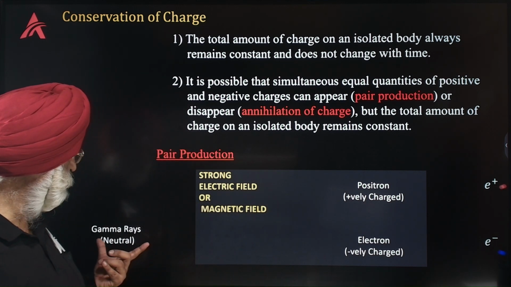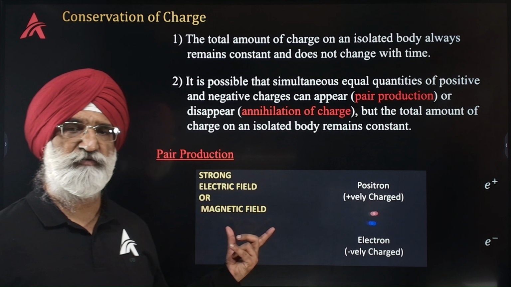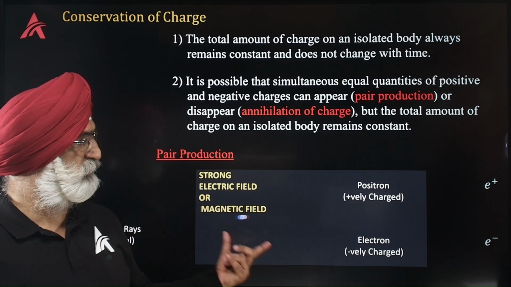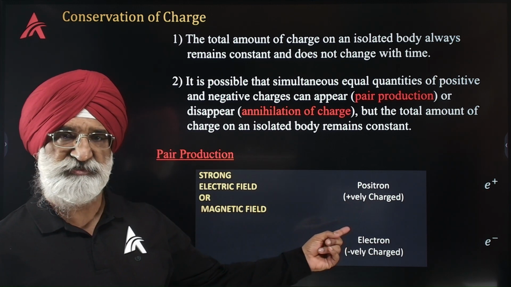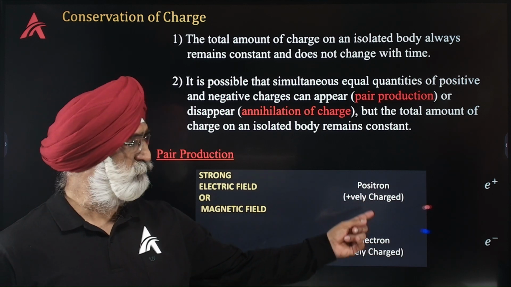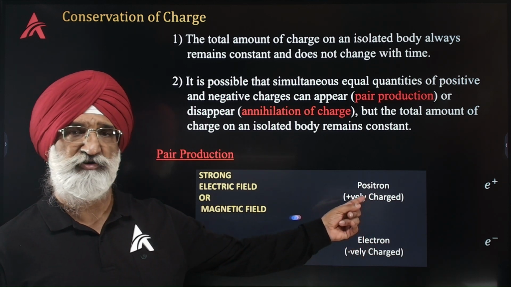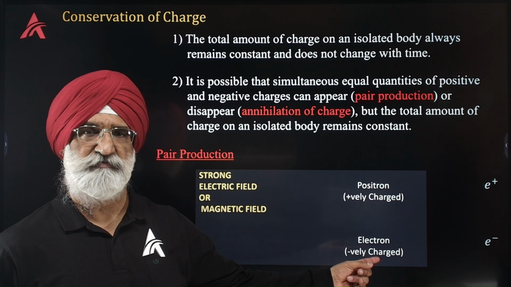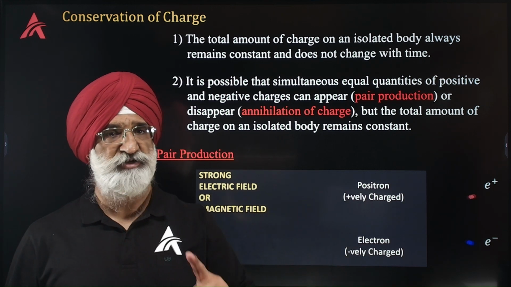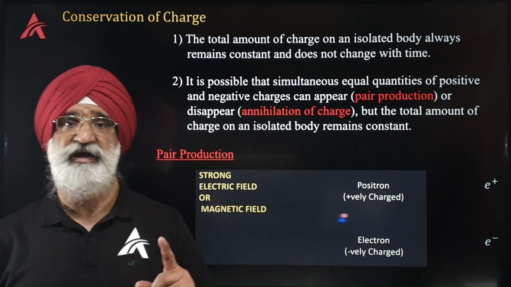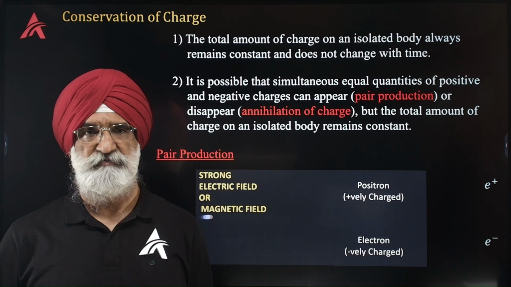You can see gamma rays are made to pass through a very strong electric or magnetic field. Then this gamma ray will get split up into two charged particles, a positron and an electron. A positron, it should be noted, is an antiparticle of an electron.